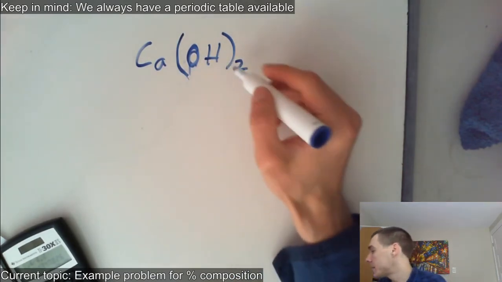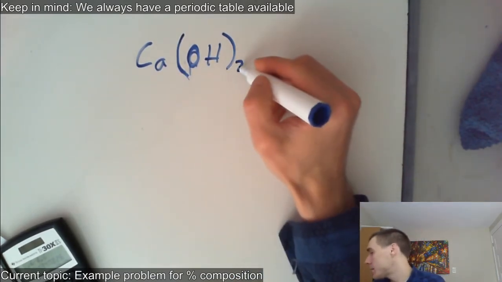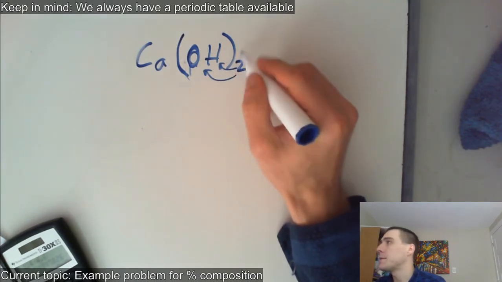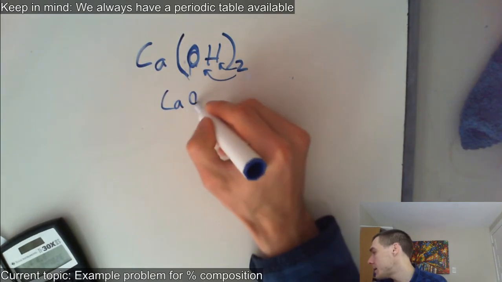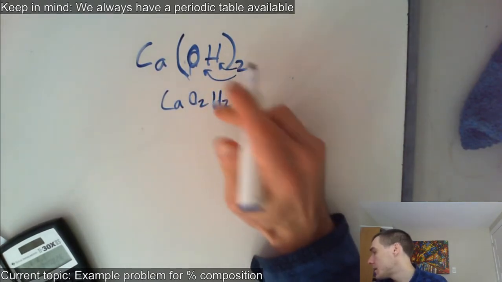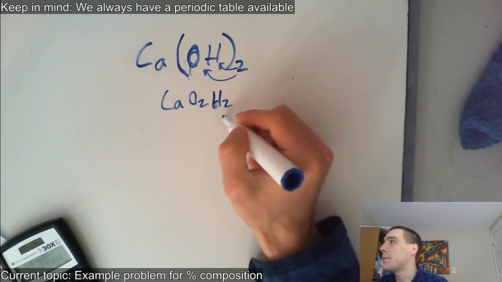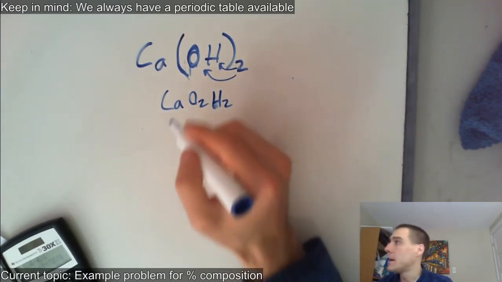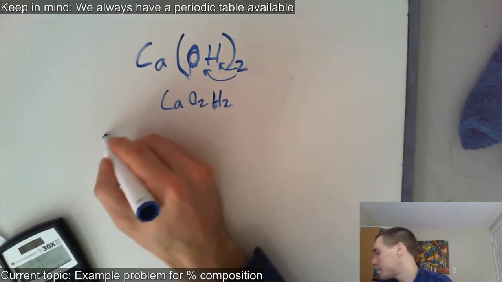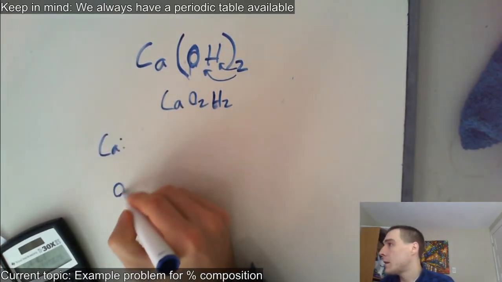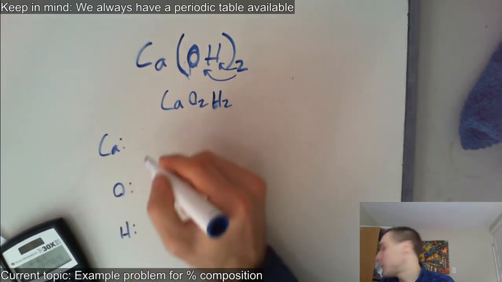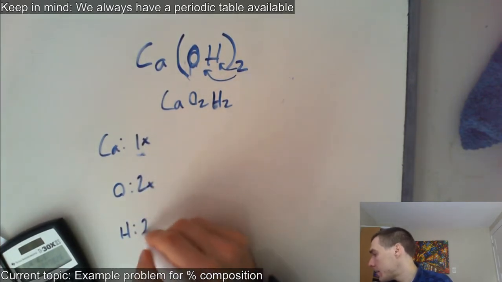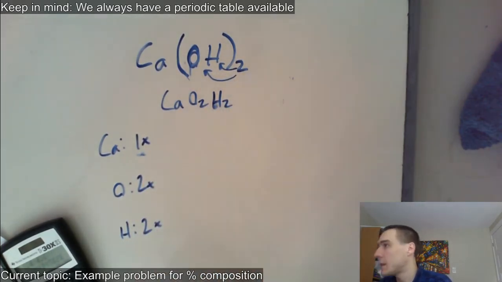So calcium hydroxide. One little hint here, you can actually just distribute the 2 in if you want. This is not a great way to write chemical formulas, but you can distribute it in and rewrite it as CaO2H2 if you want. Sometimes it helps people visualize how many of each atom there is, right? Because the 2 is outside the brackets, it'll distribute in just like in math. So that means we have 1 calcium, 2 oxygens, and 2 hydrogens.